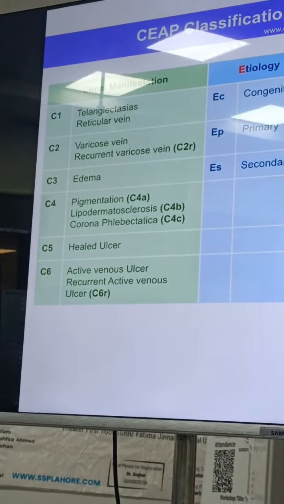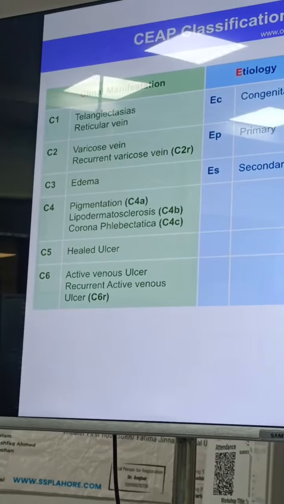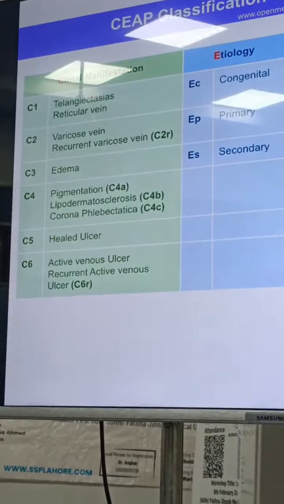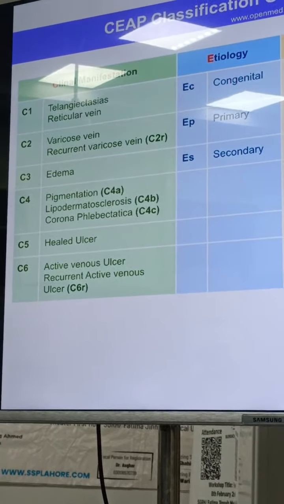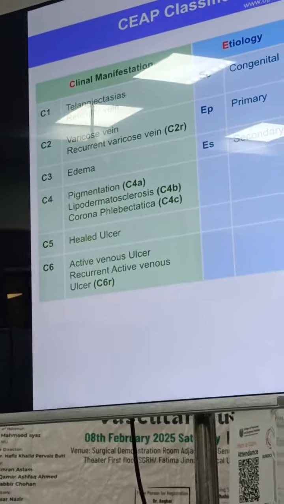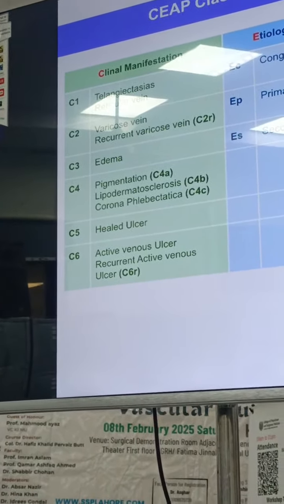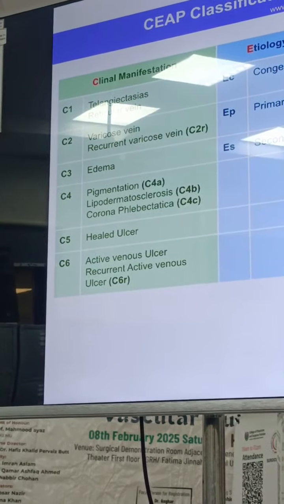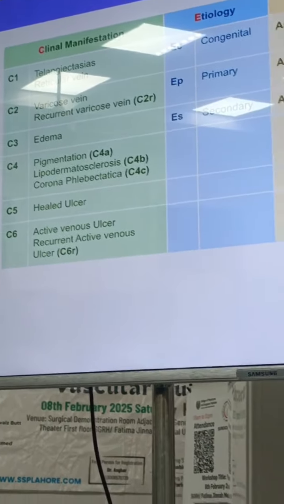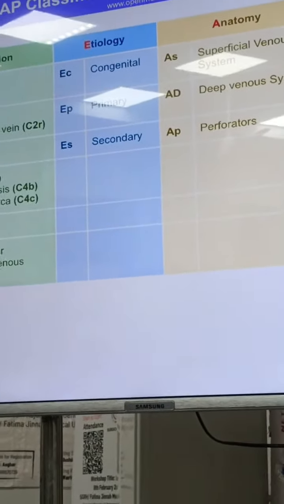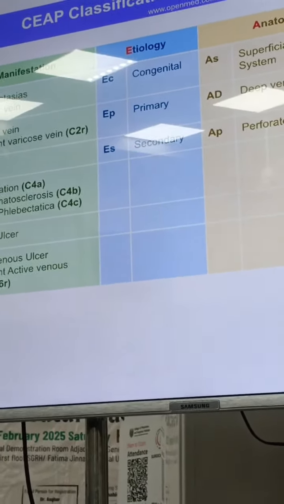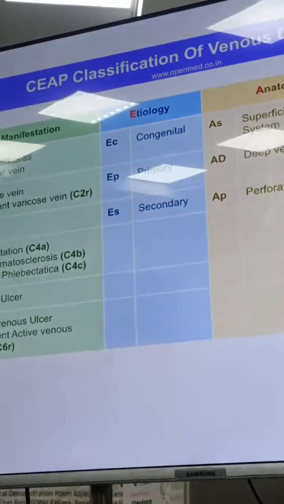varicose veins. By varicose veins, we mean dilated, tortuous, superficial veins of more than 3 millimeter in size. More than 3 millimeter. So C2 disease is varicose veins, C3 is edema, C4 is skin changes, C5 is healed venous ulcer, and C6 is active venous ulcers. And in etiology, you want to know whether these varicose veins are congenitally present or they are primary or secondary varicosities.